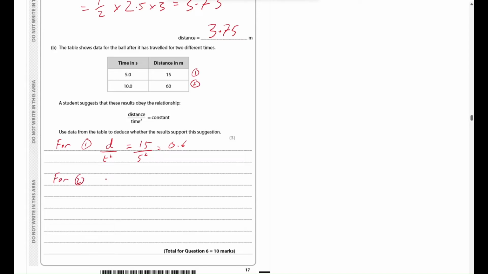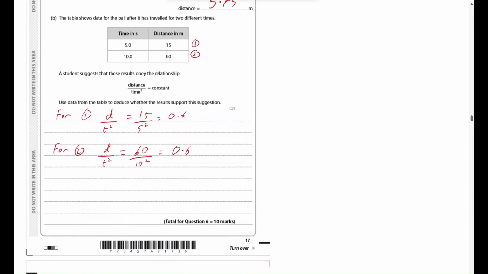And then for 2, again, d divided by t squared. This time we've got 60 divided by 10 squared. 60 divided by 100, that's also 0.6. So yeah, this is true. So write a line or two saying that yes, this is correct. The constant is the same in each case, this d divided by t squared. So therefore, the conclusion is valid. The suggestion is true. The student is correct in saying this. So yeah, this conclusion is supported by the data.